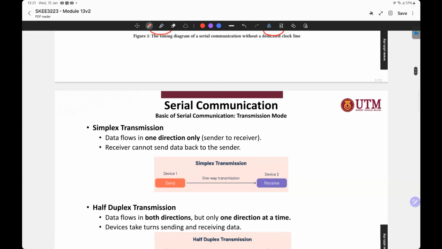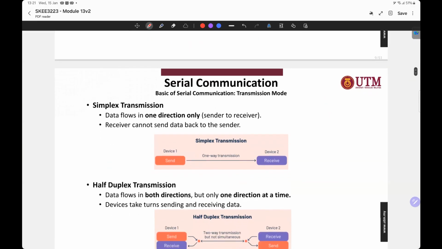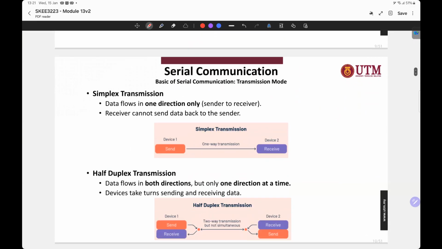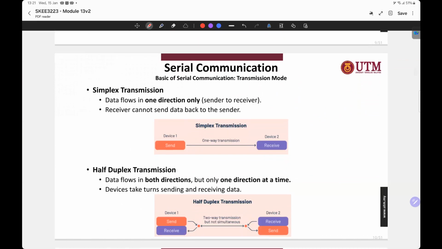Okay, moving on to this slide here. This slide shows the three basic methods of serial communication, or sometimes we call them the transmission modes of serial communication. First is the simplex transmission. What is a simplex transmission? Simplex transmission is where the data flows in one direction only. It means that device 1 acts as the transmitter, while device 2 acts as the receiver.